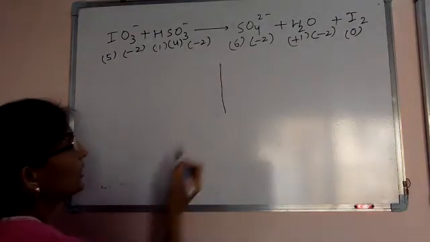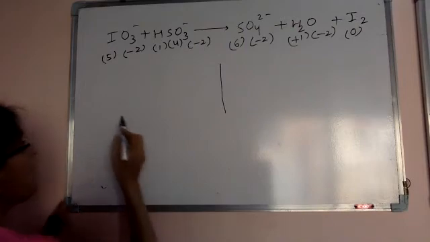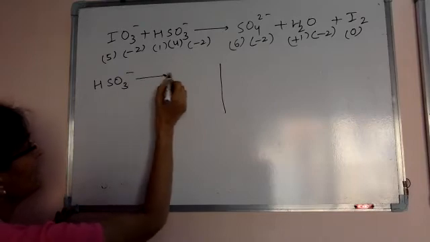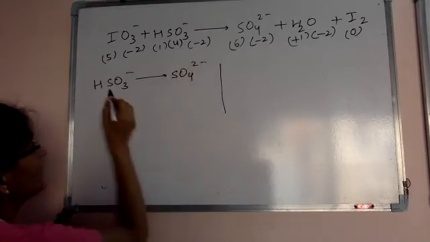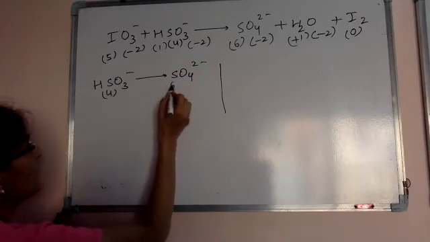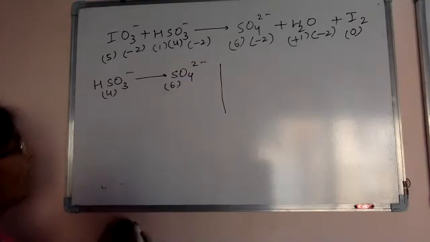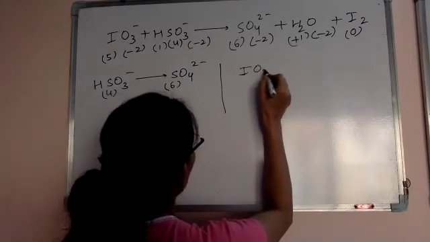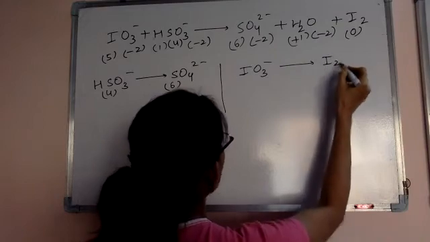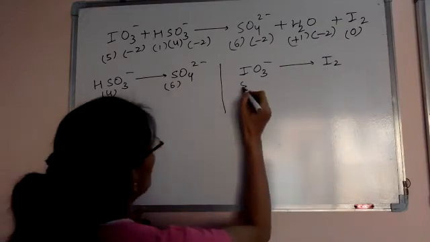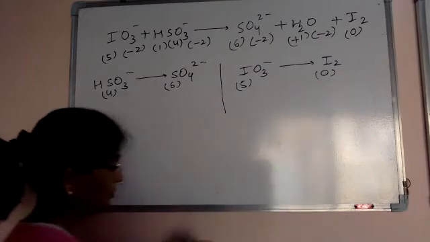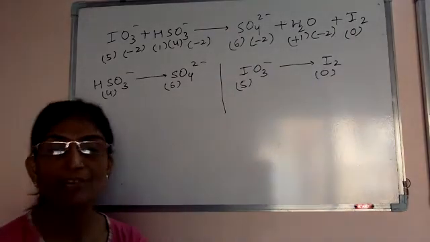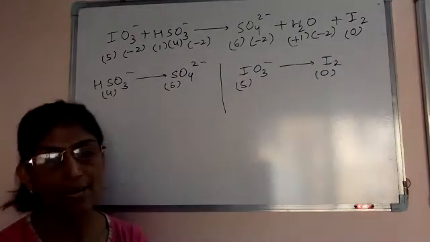Now what we have to do? Divide it into 2: oxidation and reduction. पहले oxidation लिखते हैं. HSO3 minus से SO4 2 minus बन रहा है क्योंकि यहाँ पे oxidation number 4 है और यहाँ पे 6 हो रहा है. It is oxidation half reaction. And reduction would be IO3 minus to I2. This is reduction half reaction because oxidation number decreased from 5 to 0. So first is oxidation half reaction and second is the reduction half reaction.